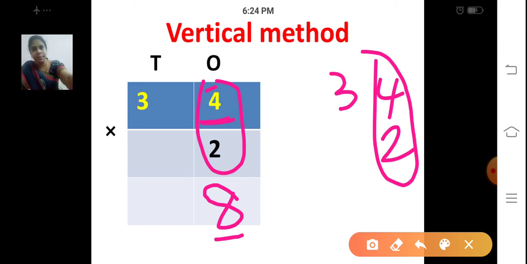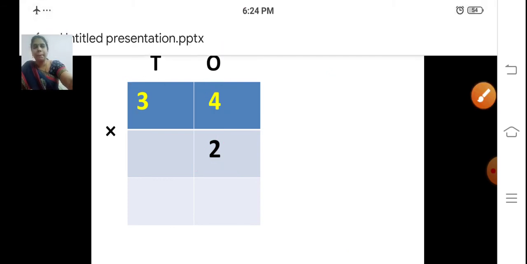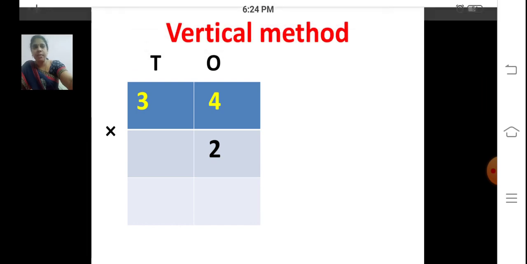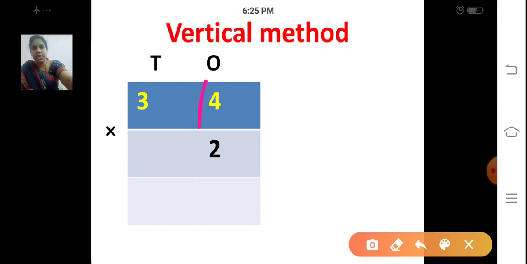Now second step, multiply the digit at the tens place. Which number is at the tens place now? 3. Now multiply that by 2. So first, we are going to multiply this. So 4 2s are 8. Second step, multiply these two.